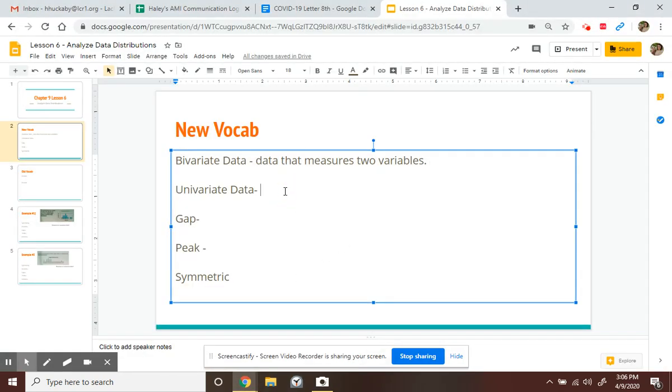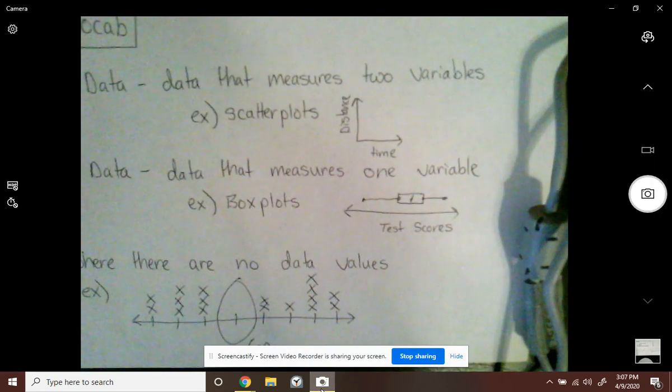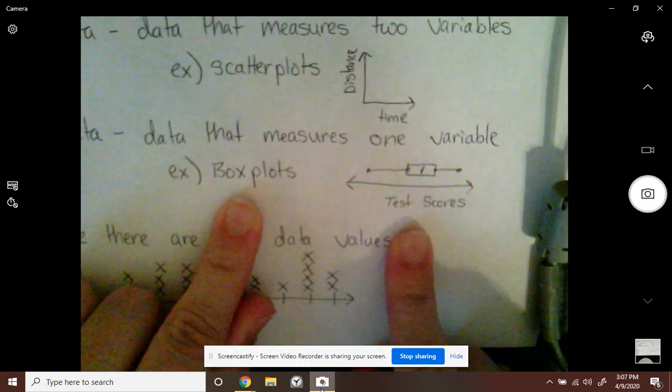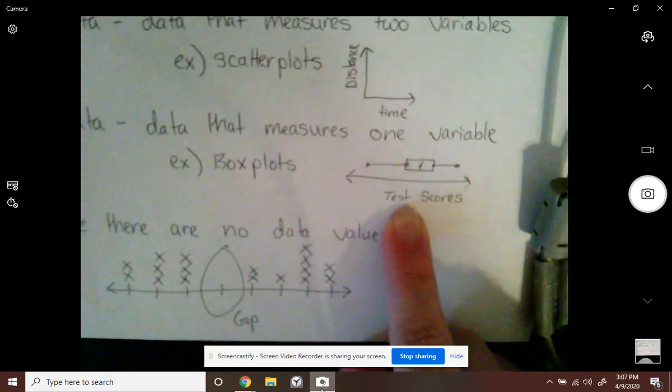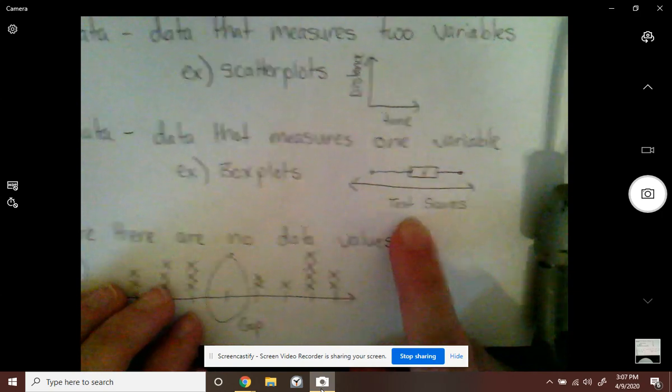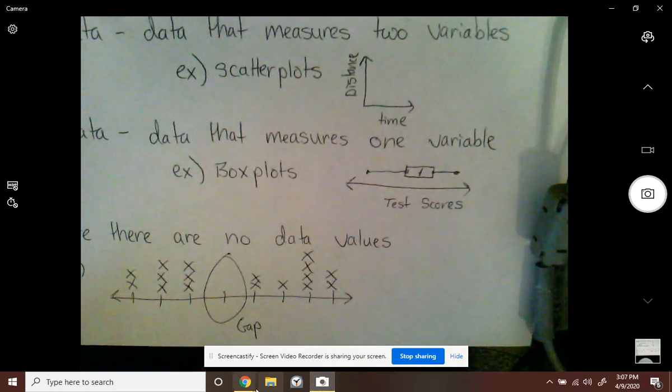Okay, univariate data is data that measures one variable. Okay, so uno kind of starts at that right there, one. An example of that is a box plot, test scores. That's all you're measuring in a box plot. It's just one thing of test scores. So that's why that is univariate data.